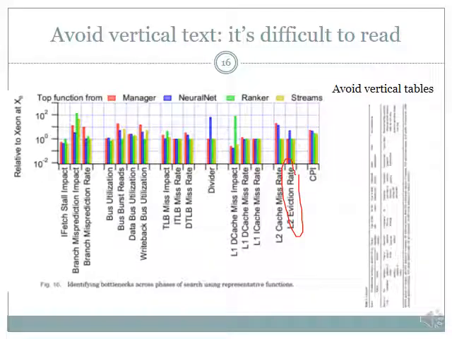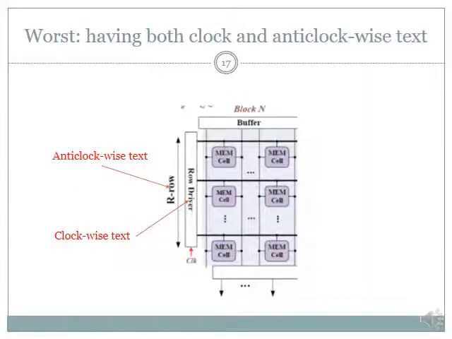Similarly, you should also avoid vertical tables. Most people will just skip it. So what is the point of including a table which hardly anybody will read? And one more thing, some people include both this kind of text. So here to read this text, you have to rotate your neck anti-clockwise, and to read this text, you have to rotate your neck clockwise. That means at the end of reading this research paper, you have to go to a neurosurgeon to get yourself treated. I'm joking, but you should.